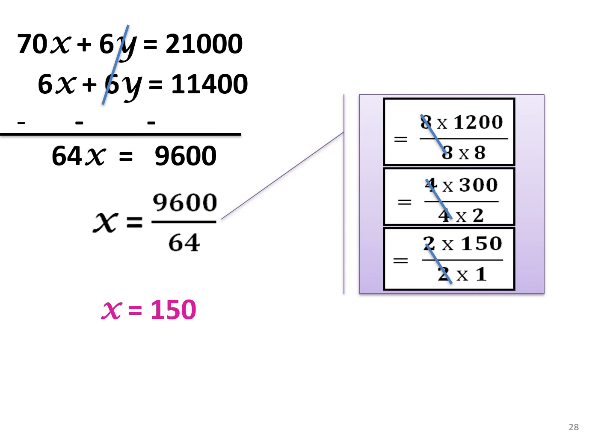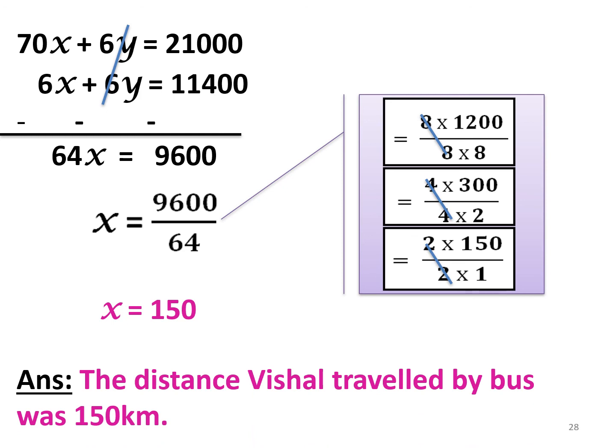In the question, they have asked only to find out the distance travelled by the bus, and therefore the y variable, which denotes the distance travelled by aeroplane, we shall not find out. So we will end the sum here by writing the statement, that is, the distance Vishal travelled by bus was 150 kilometer.